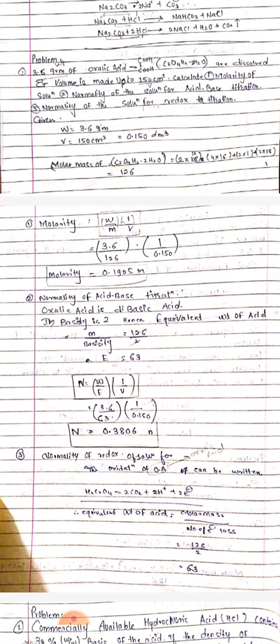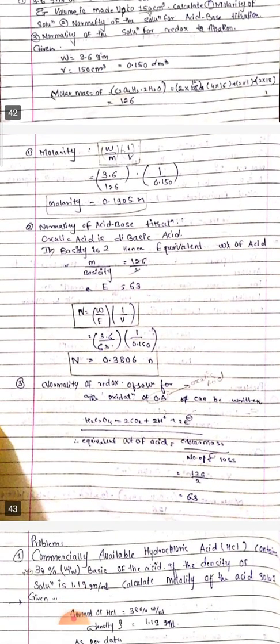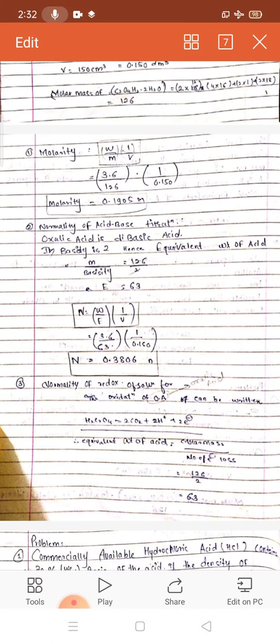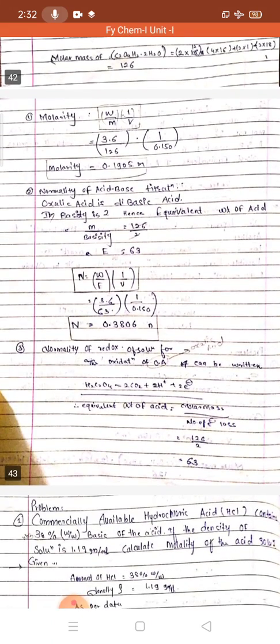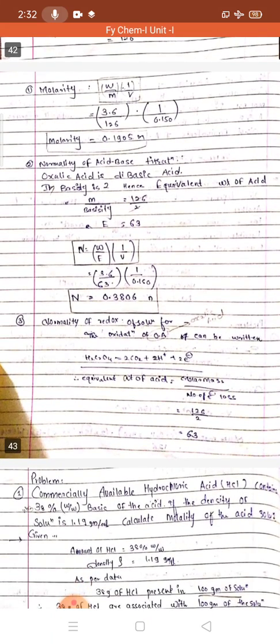for the normality calculation for the acid base titration, first of all we have to identify whether it is dibasic or monobasic. It is a dibasic acid, that's why it has basicity 2. Therefore the equivalent weight of the acid is equal to M upon basicity, that is 126 by 2, that is 63. You can take the equivalent weight 63 here and calculate the normality.